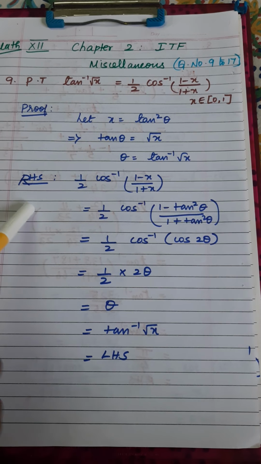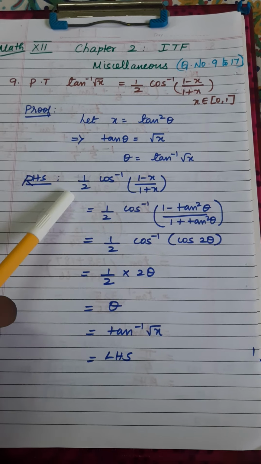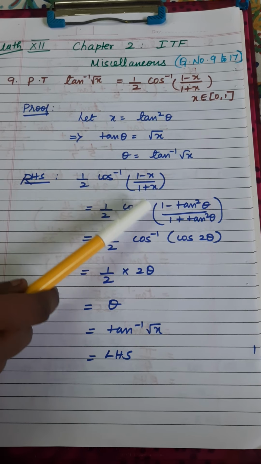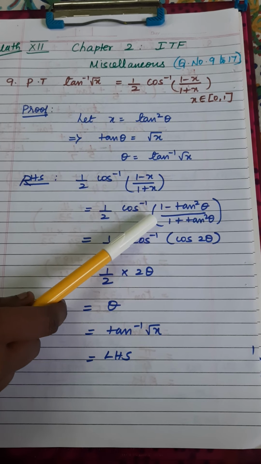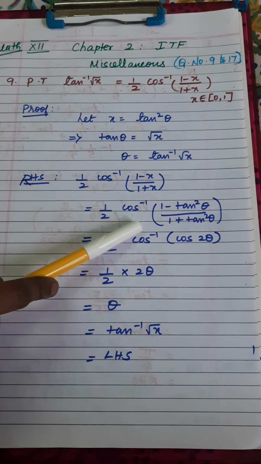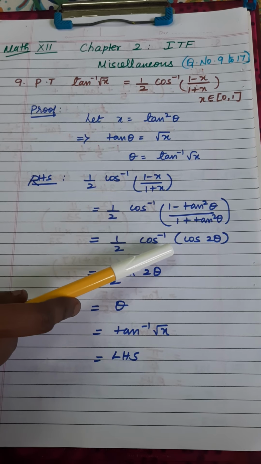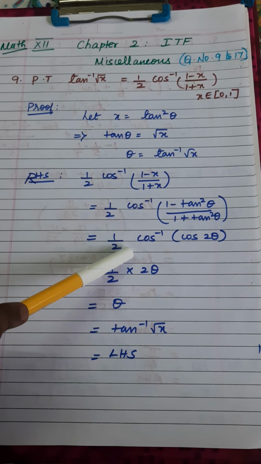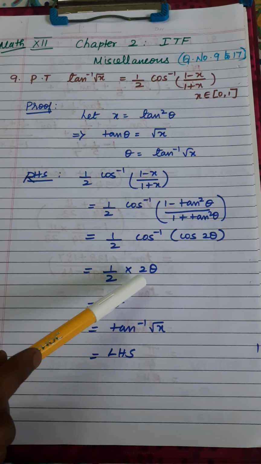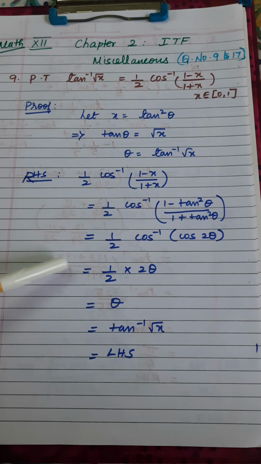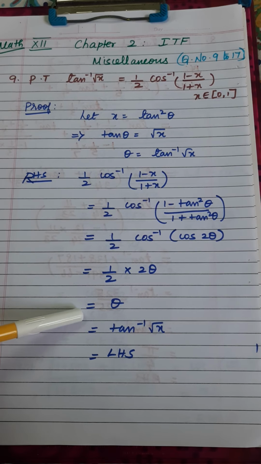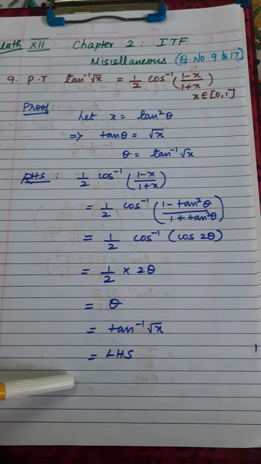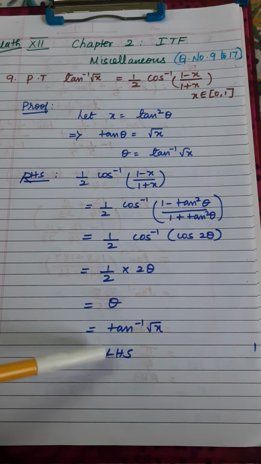We will take the RHS. RHS equals 1 by 2 cos inverse of (1 minus x) by (1 plus x). Now substitute x here. So (1 minus tan square theta) by (1 plus tan square theta). This is the formula for cos 2 theta. So cos inverse of cos 2 theta, cos inverse and cos will get cancelled. The remaining is 2 theta. Now cancel 2 and 2, you will be getting theta. Theta equals tan inverse root x. So that is the required LHS. Hence the proof is over.